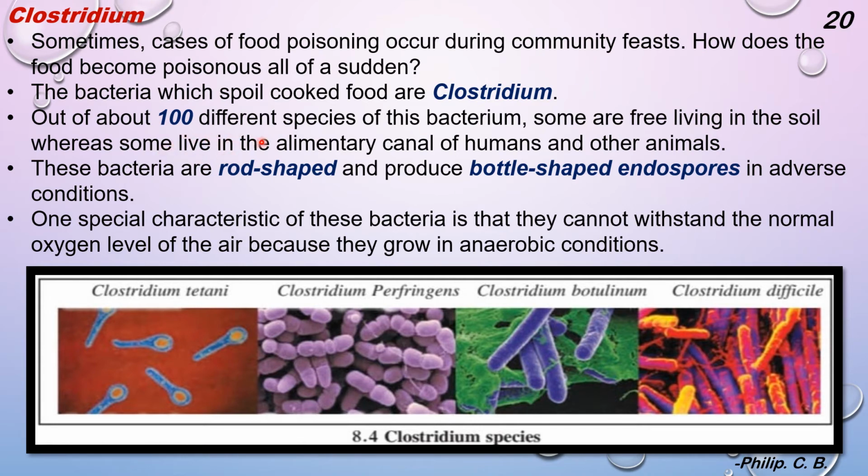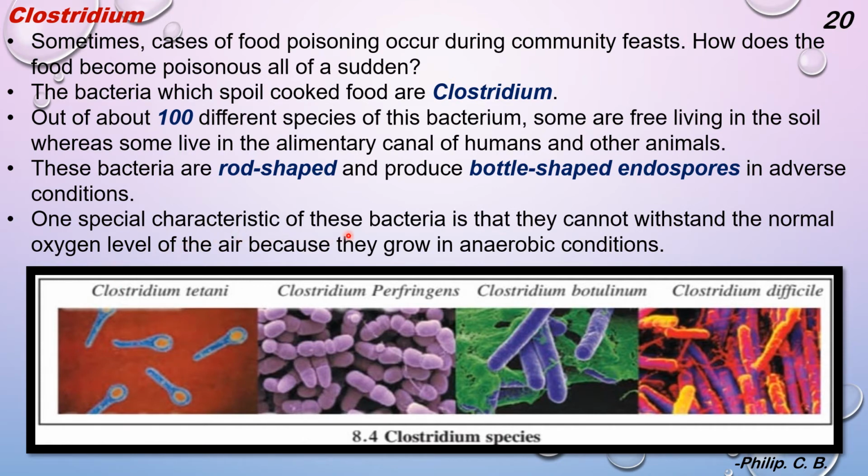Out of about 100 different species of this bacterium, some are free living in the soil, whereas some live in the alimentary canal of humans and other animals. These bacteria are rod shaped and produce bottle shaped endospores in adverse conditions. If you see the image which I put from the text, 8.4 Clostridium species, you can see the rod shaped structure and also small bottle shaped endospores which are being released.